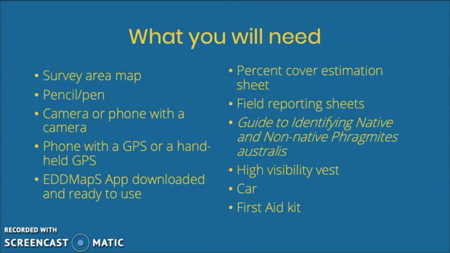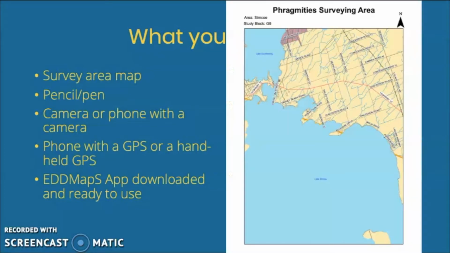First and foremost, you'll need a survey area map, which again will be included in your volunteer package and will look something like this. It will outline the area of the land that you've been assigned to survey, with the barriers of the land being marked by these yellowy orange colored lines. So the person who was assigned study block G5 would be assigned to survey this area up here. So you have your major roads, your secondary roads, your highways, and bodies of water, obviously.